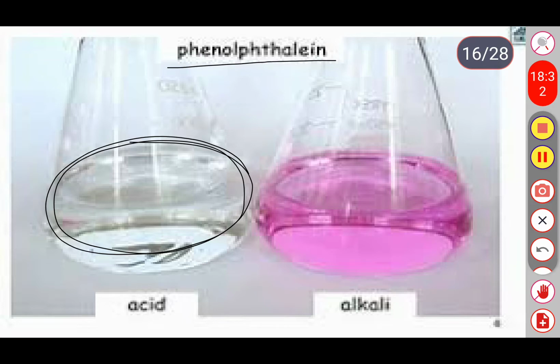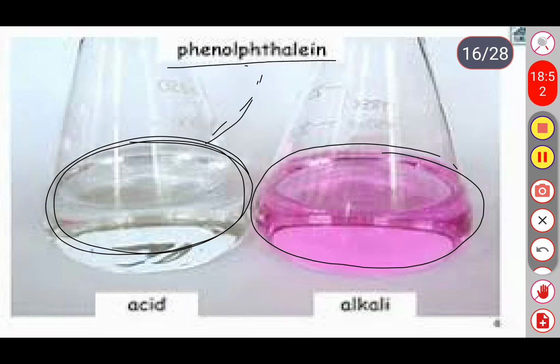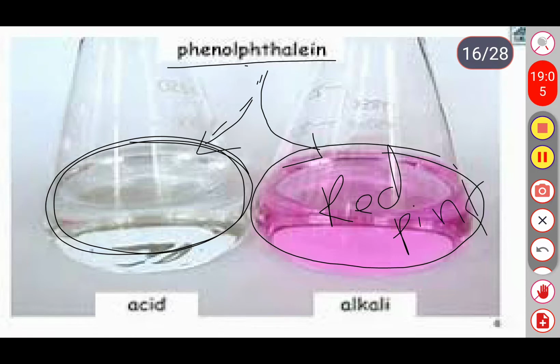But when we put 2 or 3 drops of phenolphthalein in basic substances, the entire color of the basic solution turns pink or red. Therefore, the color of phenolphthalein in acidic solution is colorless, whereas in basic solution it is either red or pink. So this is one type of synthetic indicator.